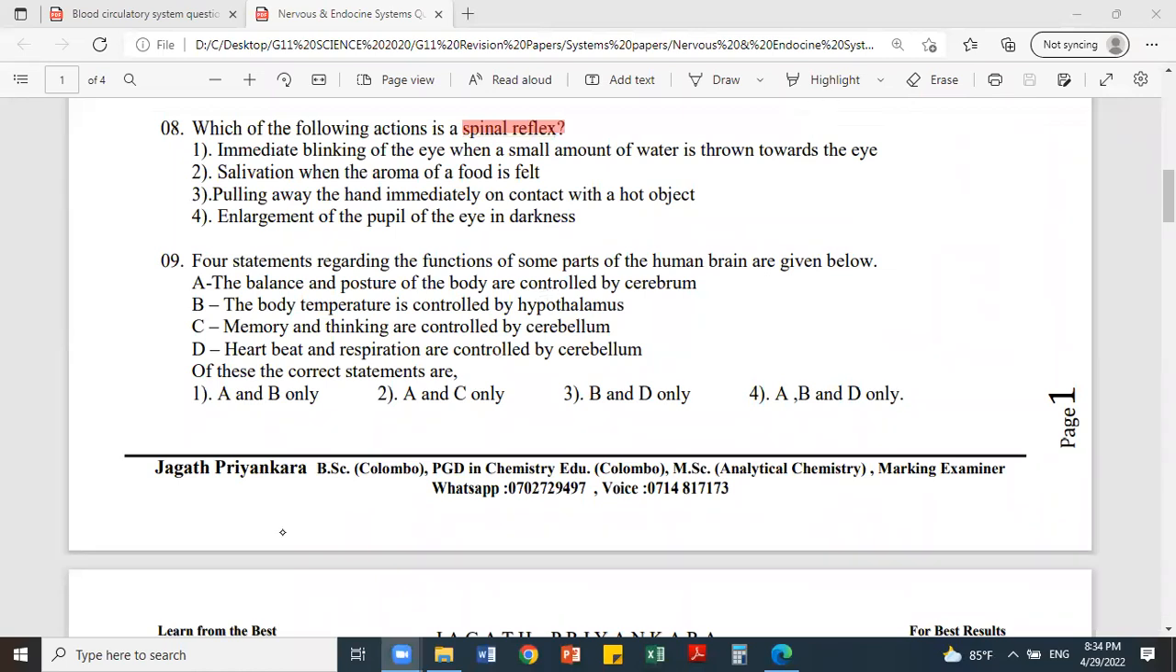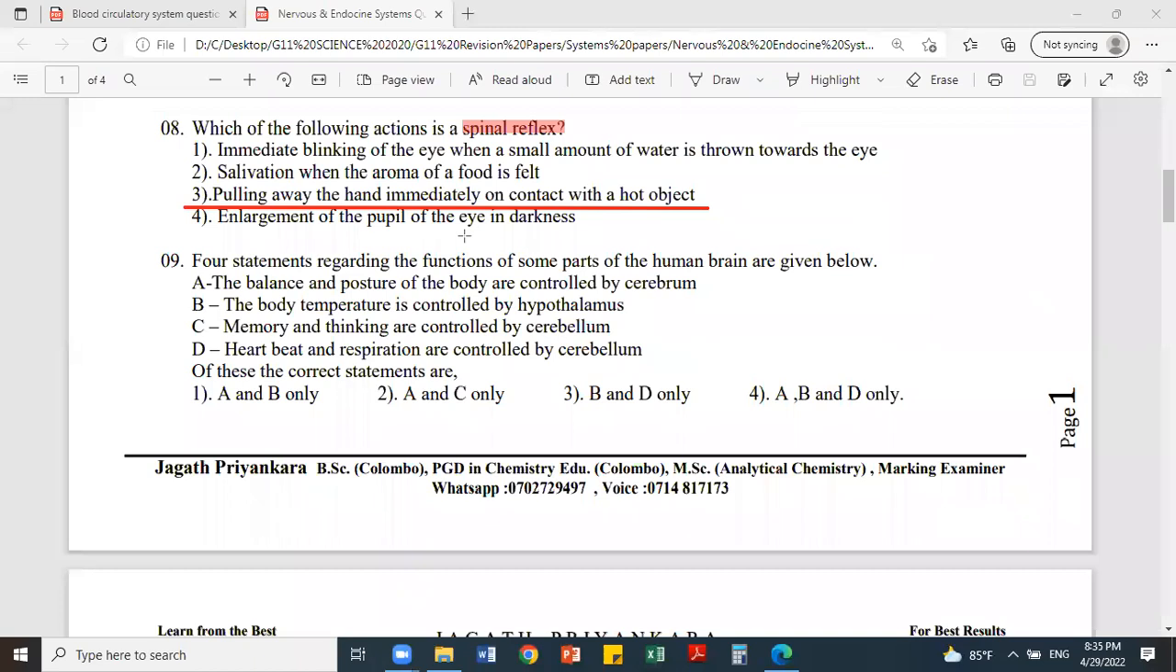Answer is 3. Answer is 3 means what? Pulling the hand away immediately on contact with a hot object. It's a reflex action, a spinal reflex. Why is it called a spinal reflex? That is not controlled by the brain. These types of actions are not under the control of the brain, because even without thinking this happens. A reflex action occurs even without thinking, a sudden response to a change in the external environment.